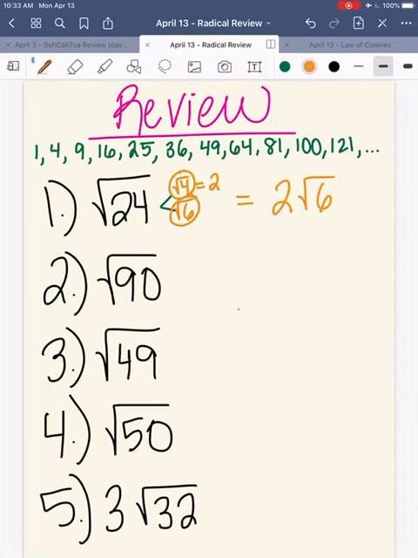6 is one of those numbers that you think should break down because of 3 times 2, but are either of those perfect squares? And the answer is no, so that's as far as you can go. Okay?